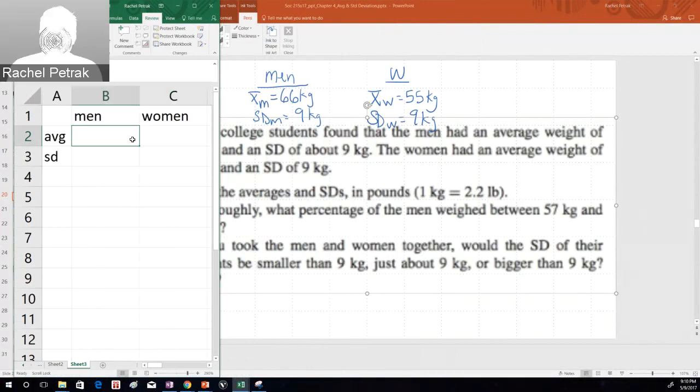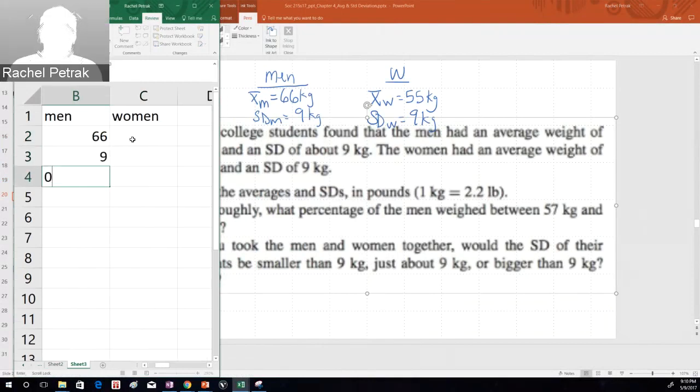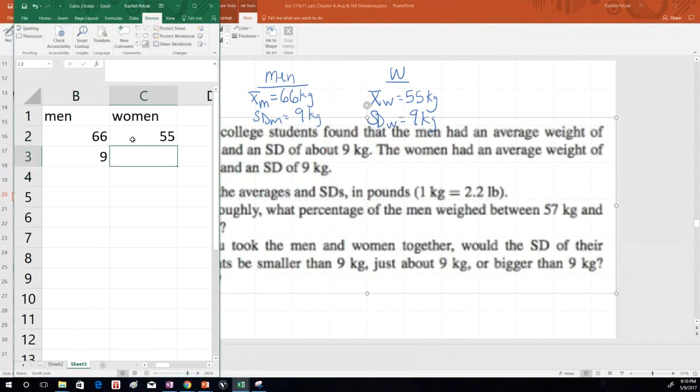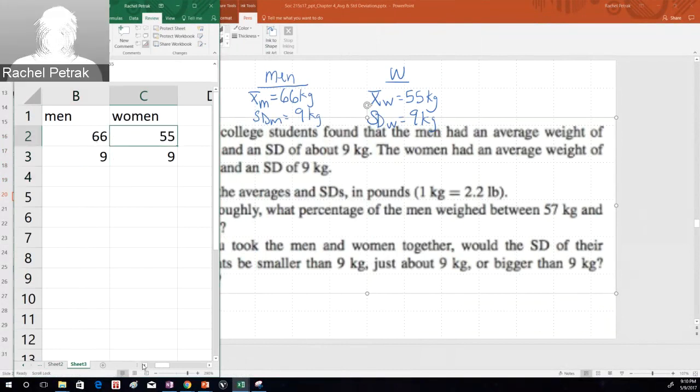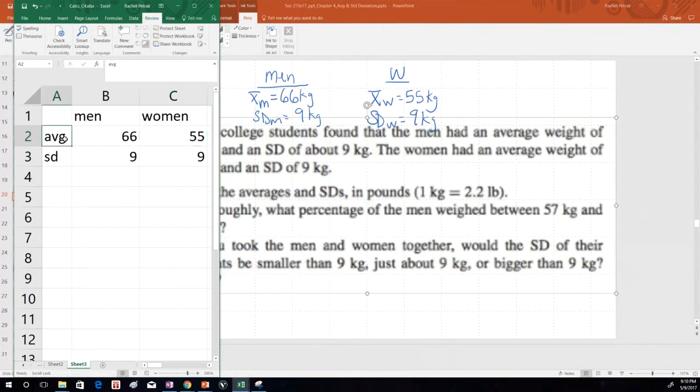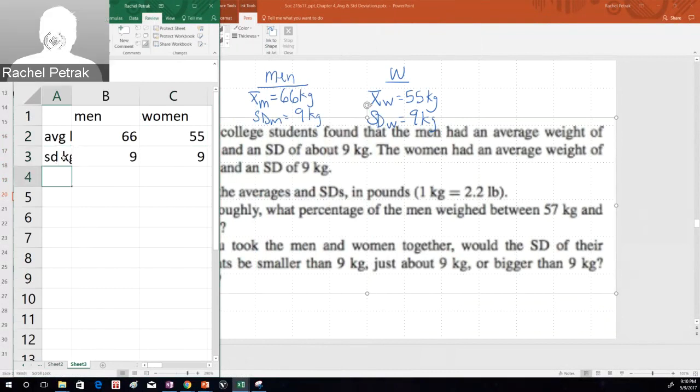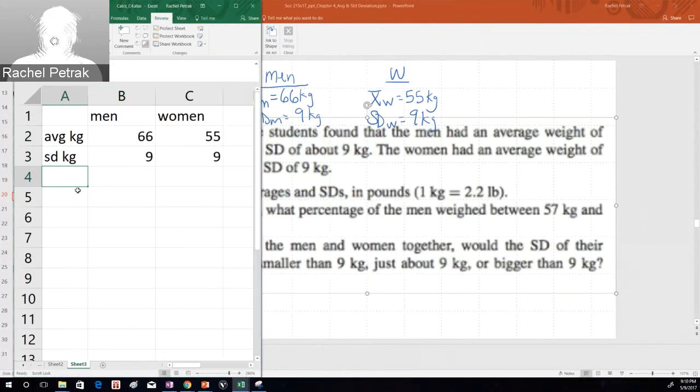We already know these are 6, 9, and 55 and 9. These are our kilograms. And then I'm going to want to duplicate this to get these, convert these numbers to pounds. I'm going to end up making another table down here.